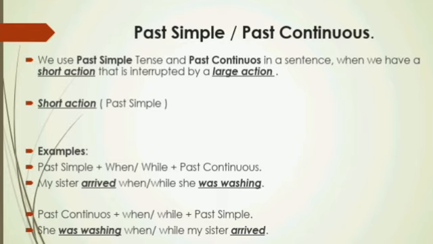The second structure starts with past continuous plus when plus past simple. Example, she was washing when or while my sister arrived. The first part of the sentence starts with past continuous, was washing. Later we are going to use when or while, and last we have past simple.